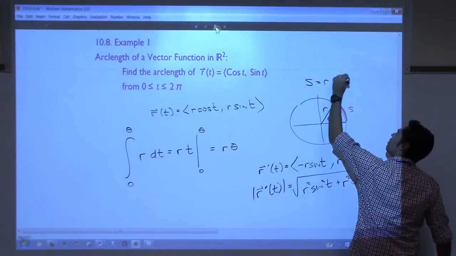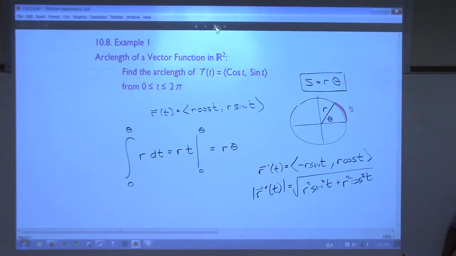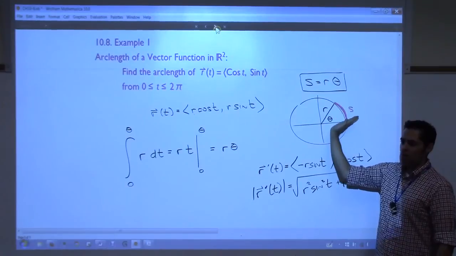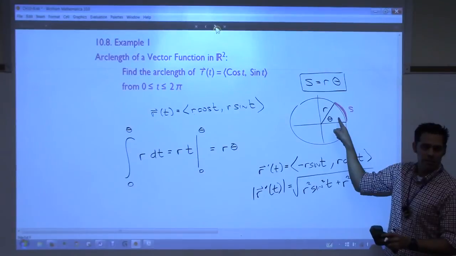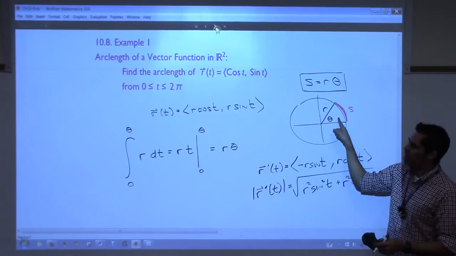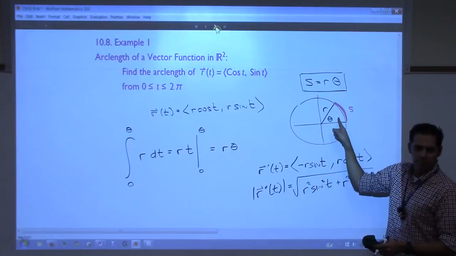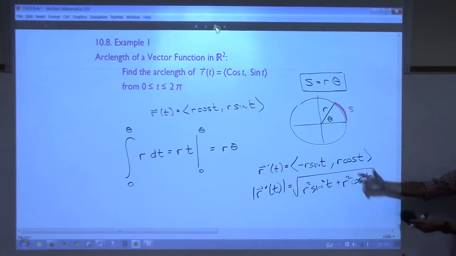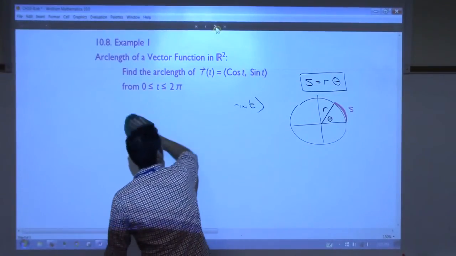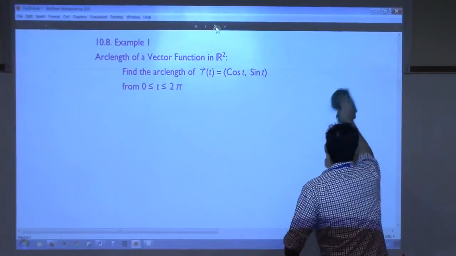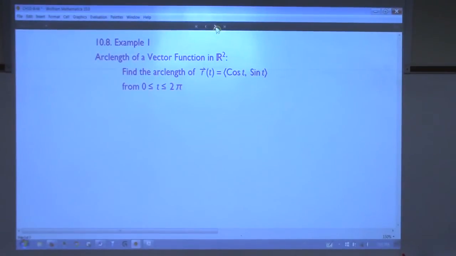R theta. Does anyone remember that formula from pre-cal or physics? The length of this arc is the radius times the angle, as long as your angle's in radians. Where does that formula come from? Right there. We just did it, right? We just generated that formula. All right, that's awesome. See, I got to stop doing that stuff because that's not part of the plan today.